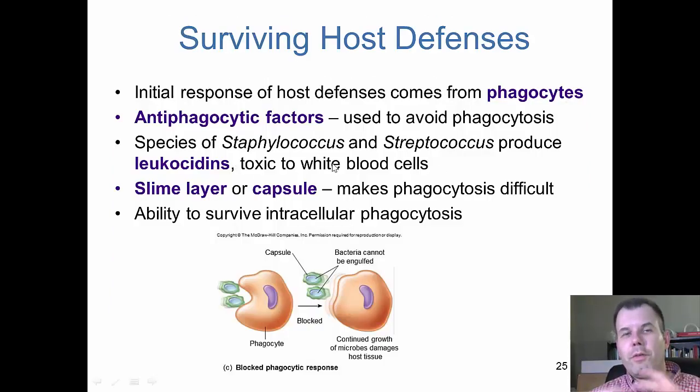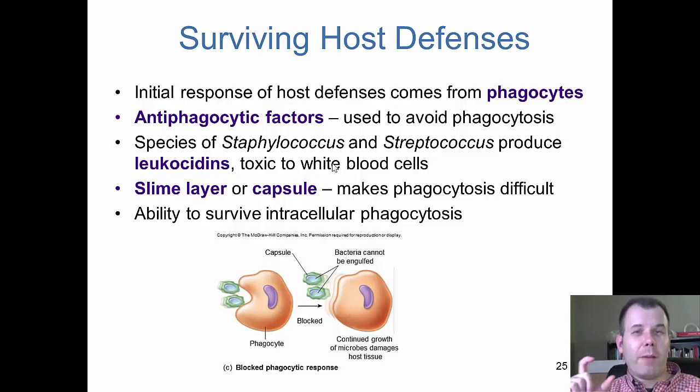Normally, the immune system does a very good job of finding these things and destroying them before they get you sick. However, microbes are very smart. Remember I talked about how they figure out ways around things? Well, of course, they have ways to avoid our immune system, and these are surviving the host defenses. One of the things is the antiphagocytic factors. These are things that prevent them from being eaten up.